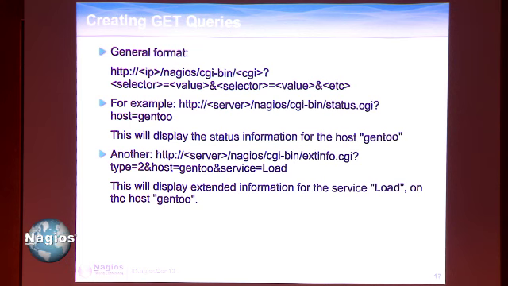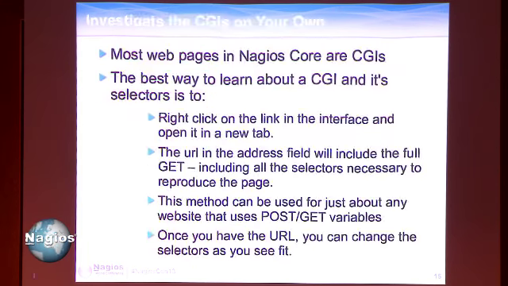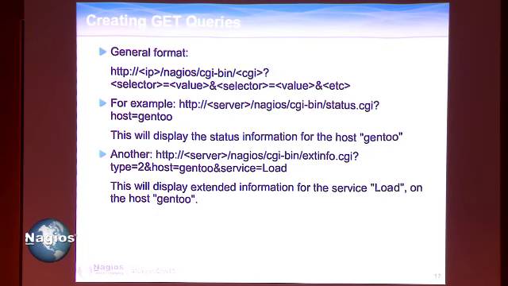The general format here is pretty straightforward. I assume a lot of you have used GET queries through a URL. If you are not familiar with it, we'll run through it very, very quickly. Here is the IP of your server, the rest of the path, and the CGI, like status.cgi, etc., from that previous screen. Those will fill in the CGI portion. Then your selector or your key, and then your value. These can be things like hosts or services, etc. Every CGI is going to have a different range of selectors.